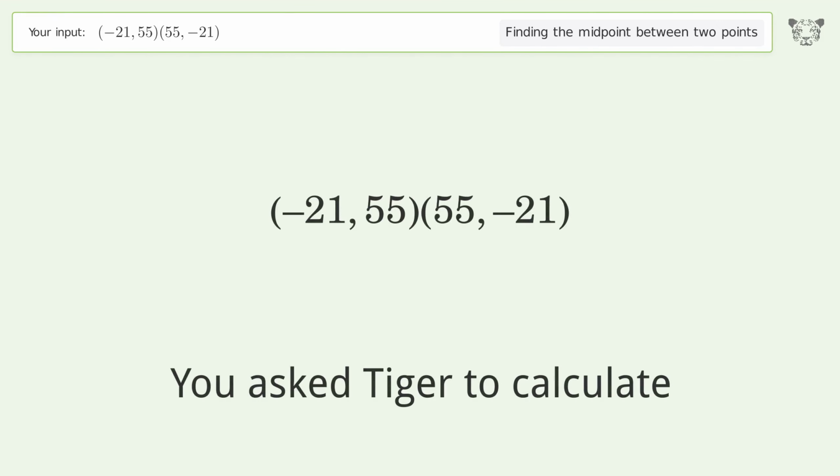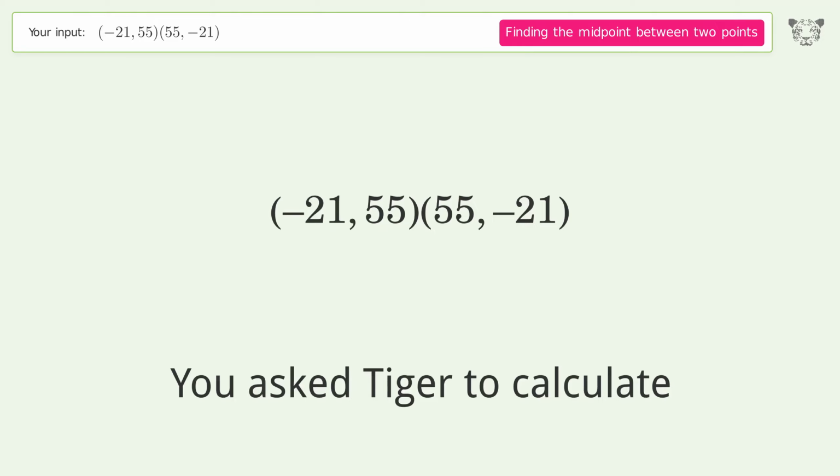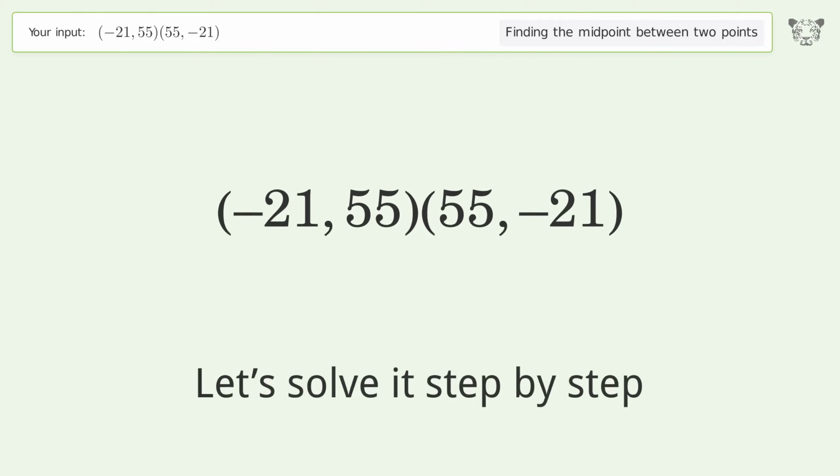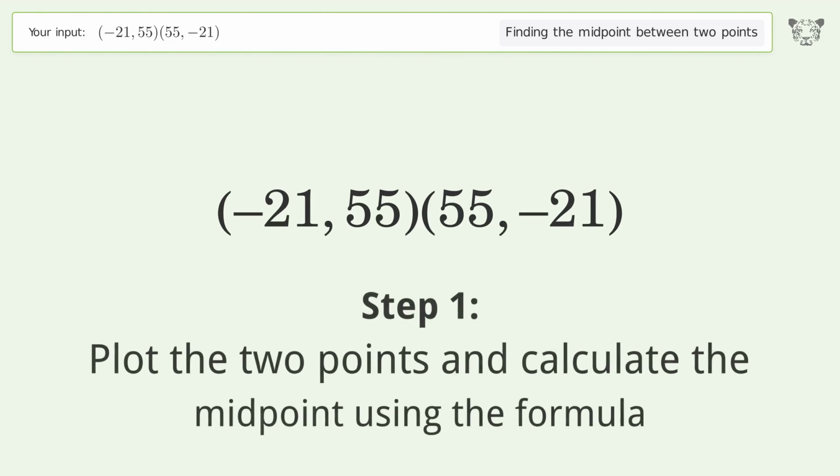You ask Tiger to calculate. This deals with finding the midpoint between 2 points. The midpoint between the 2 points is 17,17. Let's solve it step by step. Plot the 2 points and calculate the midpoint using the formula.